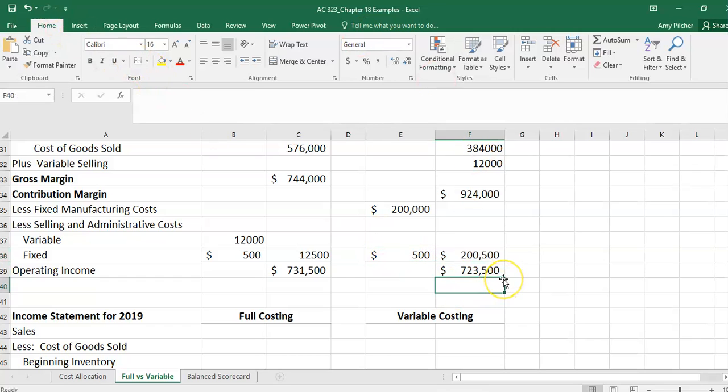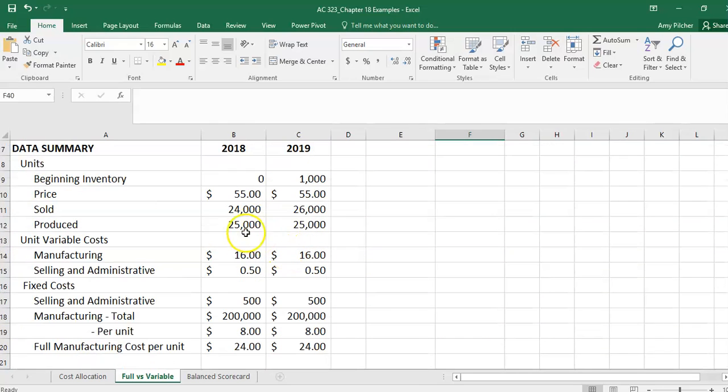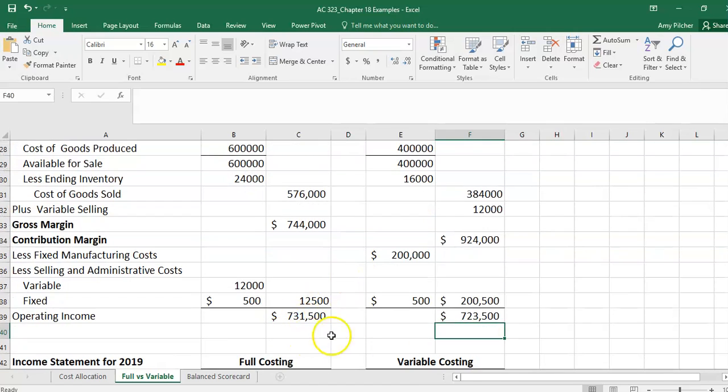Now we can see that income is lower under variable costing. This is because we produced 1,000 more than we sold. So if we overproduce inventory, we can create a greater operating income under the full costing method. A way to evaluate manager performance and make sure that they're not overproducing inventory is to prepare a variable or contribution margin income statement to look at that.